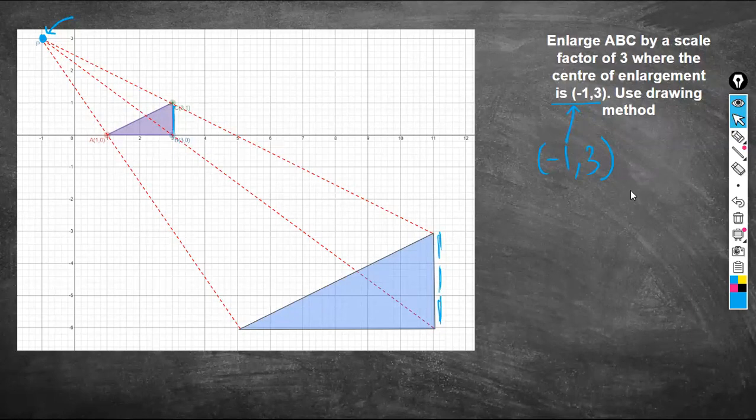Great. So you think you understand this one now. When the center of enlargement is not the origin, you're forced to use the drawing method. Common trick in the exam, real common trick.